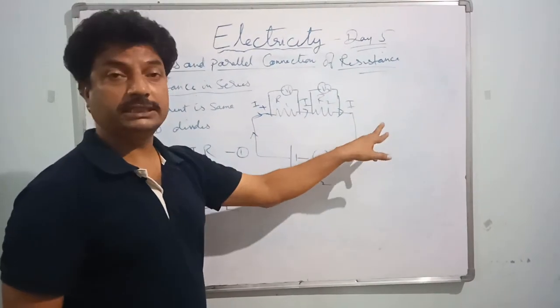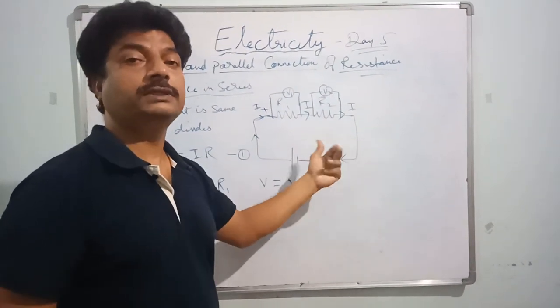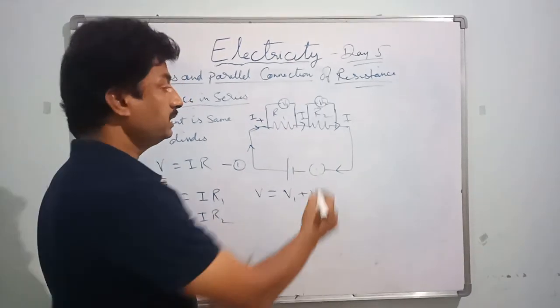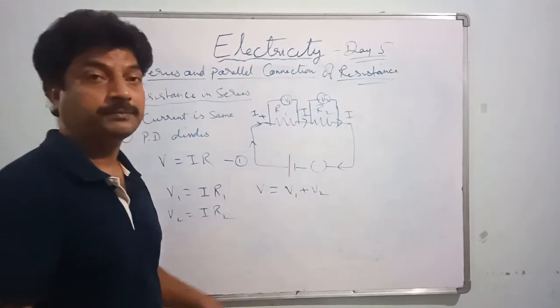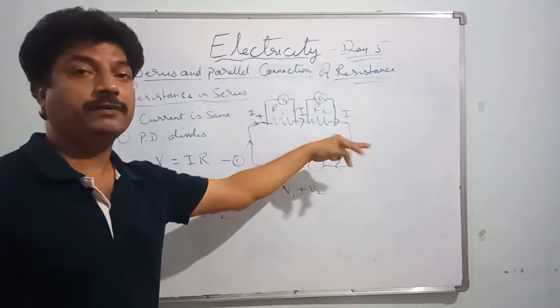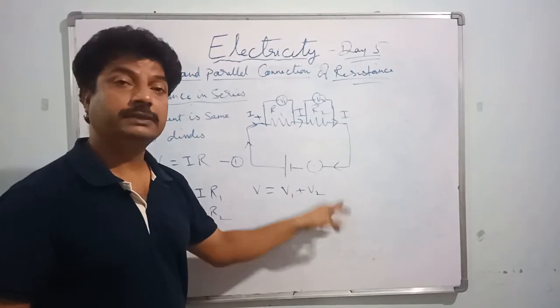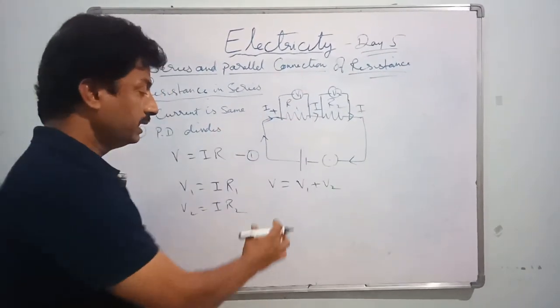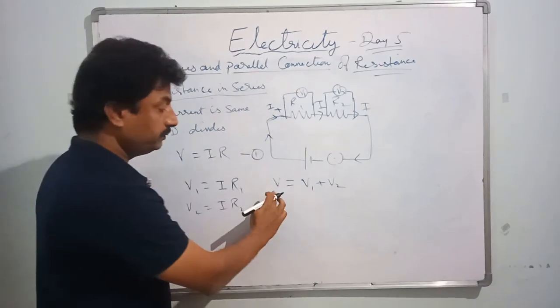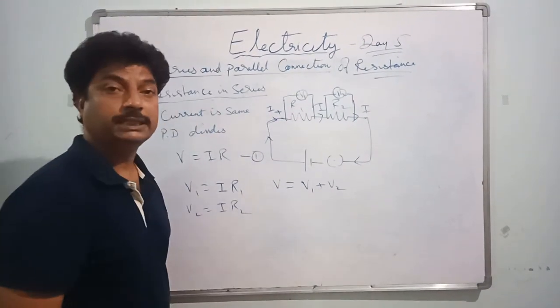If there is more resistance, the number of voltages will also increase. If one more resistor is there, you will get V3, with R3. We are talking only about two of them. So V is equal to V1 plus V2.